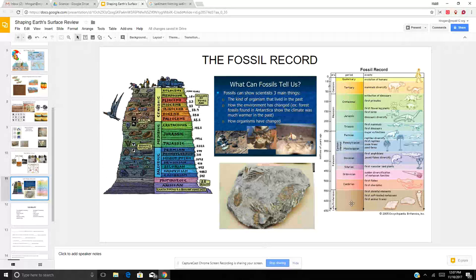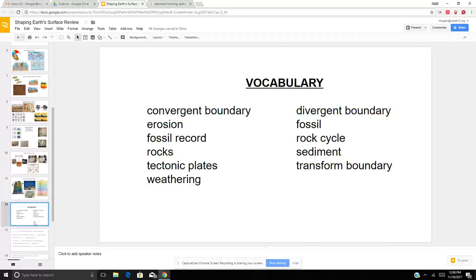Here's another fossil record that shows you, oh look, the horn fossil, we had that in our unit. The first fish, here that looks like a squid. Land plants, and then amphibians, reptiles, we have mammals, the first birds, and then humans. So there's a lot of time that goes along, and the fossil record gives us all this information.